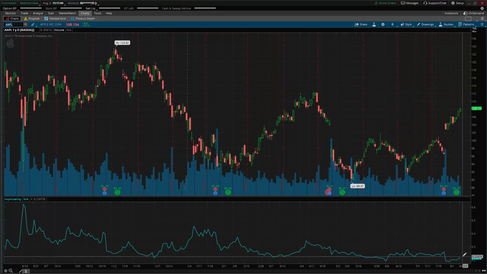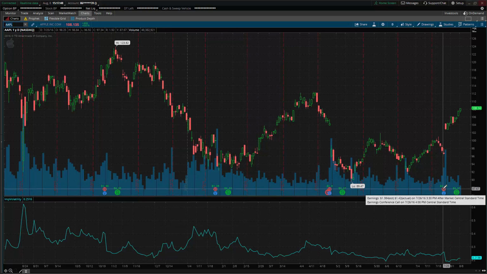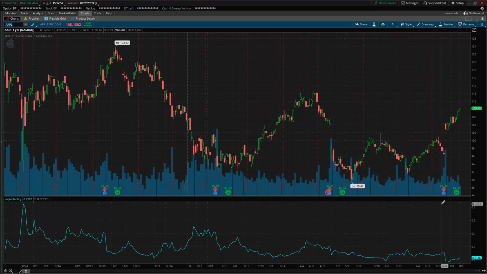Well, I see implied volatility is relatively low in Apple. They reported earnings on 7/26. Today is August 8th. So after earnings, volatility will get crushed or decrease because there's no longer fear and no longer an expected wild market move which comes with the earnings report.